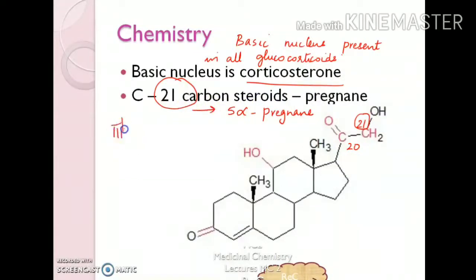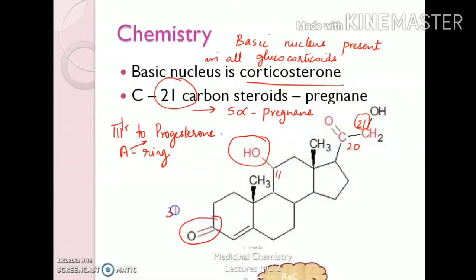What are the other structural features of corticosteroids? The A ring is similar to progesterone. That is, the A ring contains a 3 keto group and an unsaturation at the 4th position. Then other structural features are a hydroxyl group at the 11th position and a keto group at the 20th position.